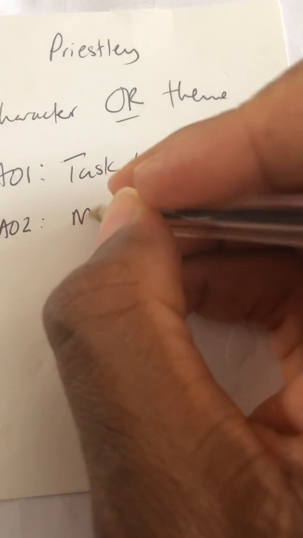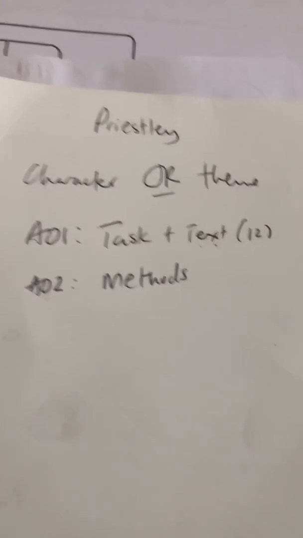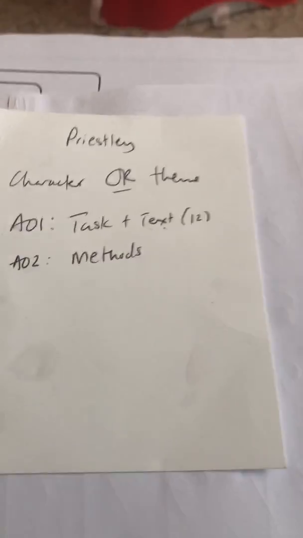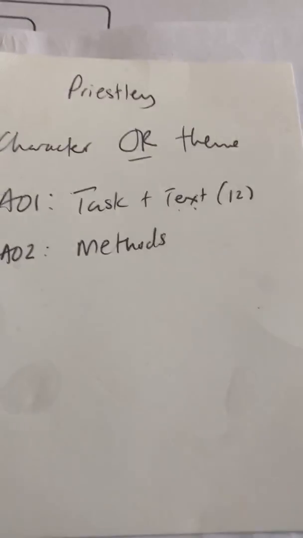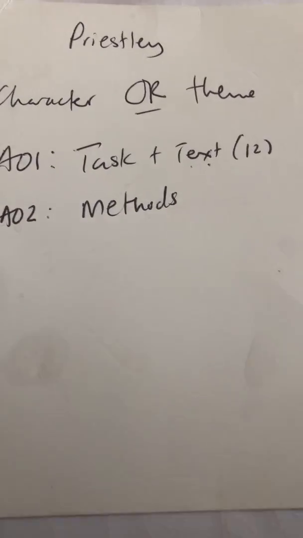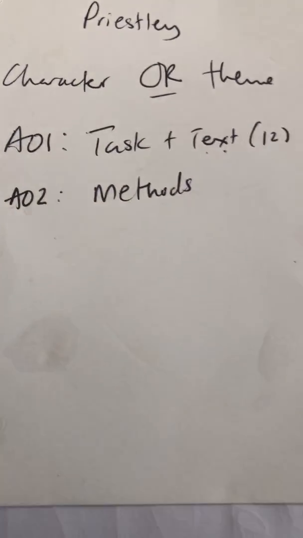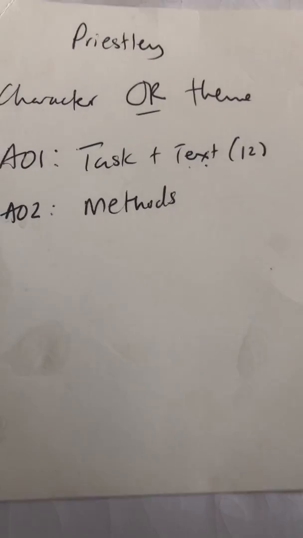And then you've got your AO2. Your AO2 is basically the writer's methods. Okay? How is the writer conveying the message? Now, can you identify these methods? Can you write about these methods? For example, we know that characters are constructs. So that's a method used by the writer. Characters are constructs used by the writer to convey ideas. This question is about Eva Smith. Therefore, the methodology used by the writer is using this character to convey ideas about the bourgeoisie, to convey ideas about the upper middle classes, to convey ideas about the working class.